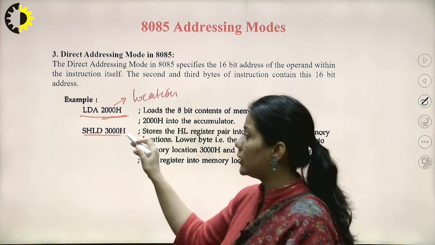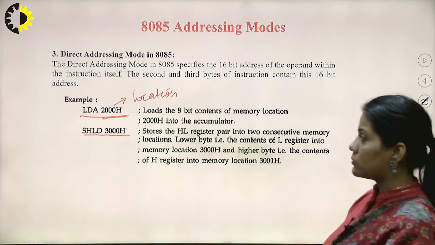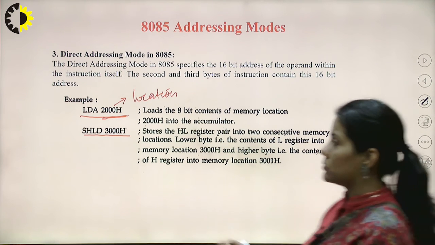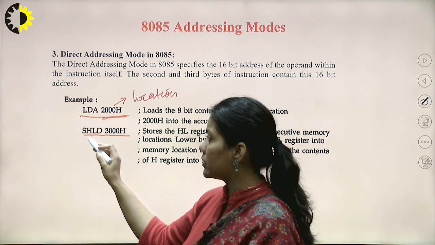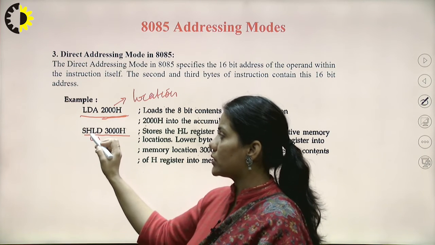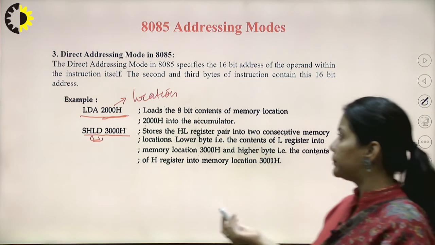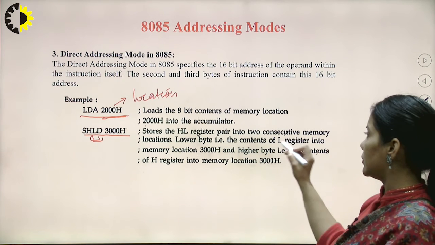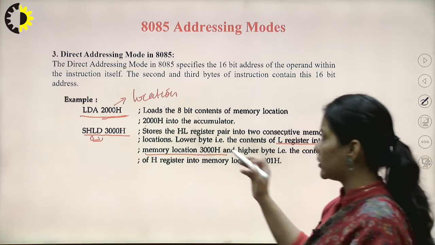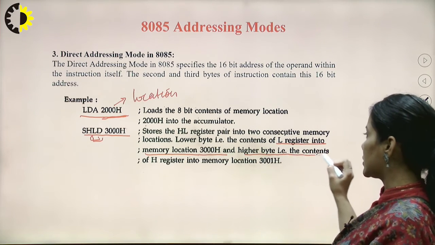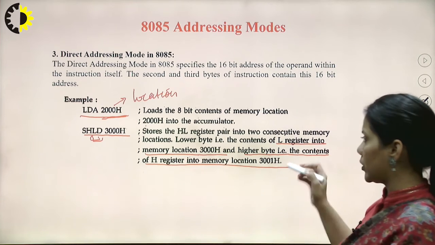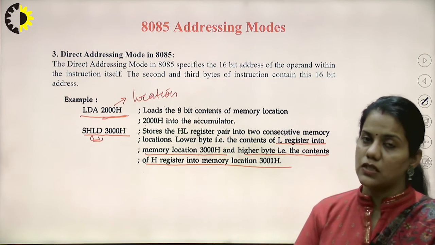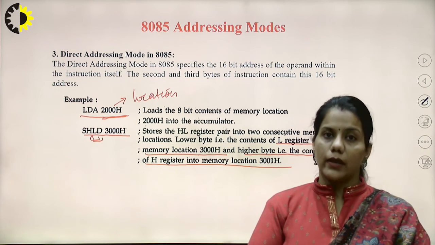Similarly, SHLD stores the HL register pair into two consecutive memory locations. That is, the contents of the L register are stored in memory location 3000H, and the higher order, the contents of the H register, are stored into memory location 3001H. In this way, the operands specified in the instructions are the addresses.